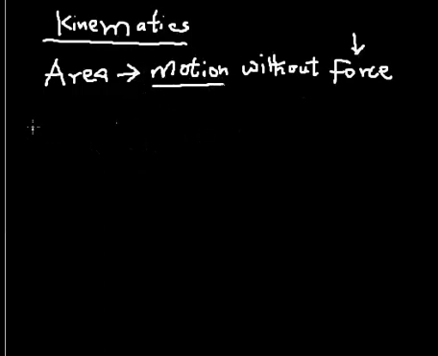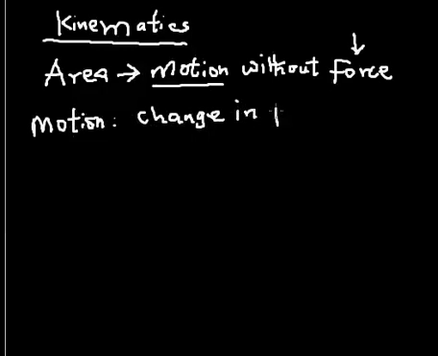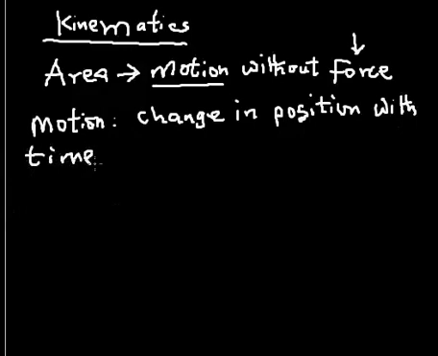Okay, so in this tutorial, we're only concerned with motion, and of course parameters that are associated with motion. Now, the question is, what is motion? Motion is defined as the change in position of an object with time.